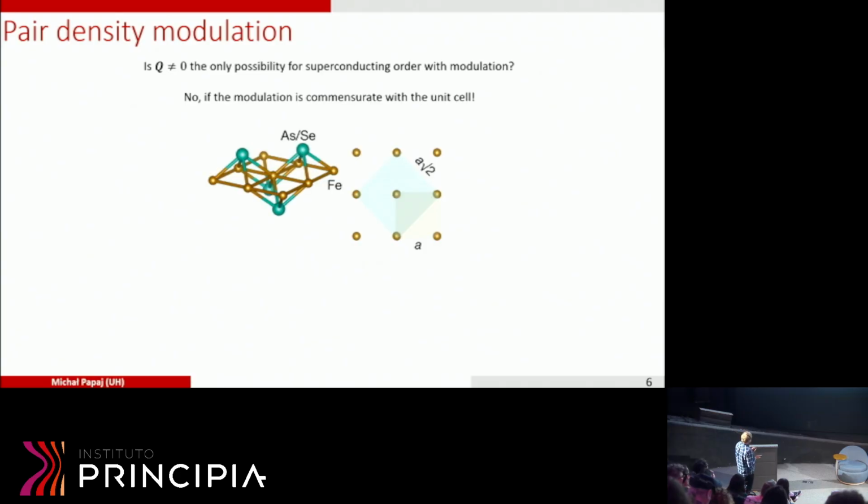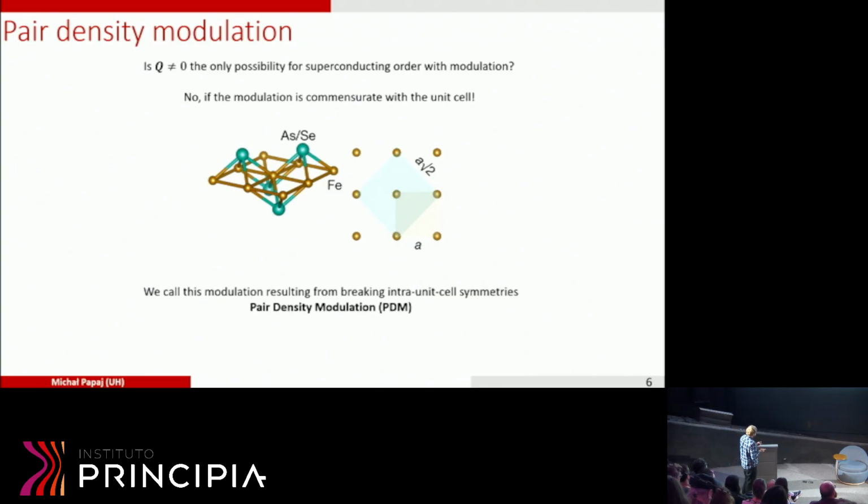So going back to our example of an iron superconductor, if we think about our 2 iron unit cell, and if we have a modulation that starts here, let's say we have a maximum here, then a minimum here, and a maximum here again. Well, this modulation would be commensurate, and it would be a Q equal to 0 order parameter.